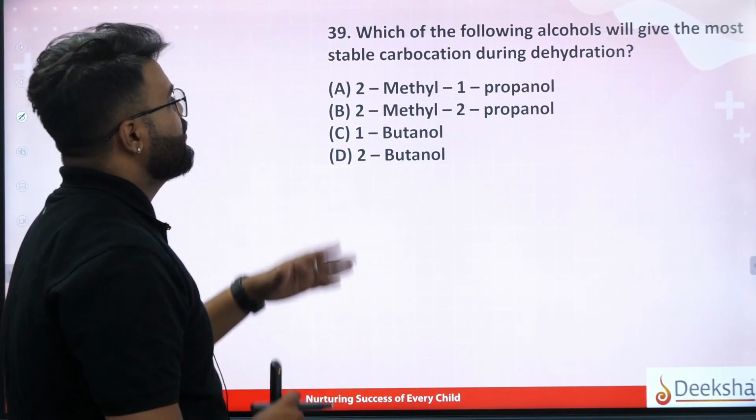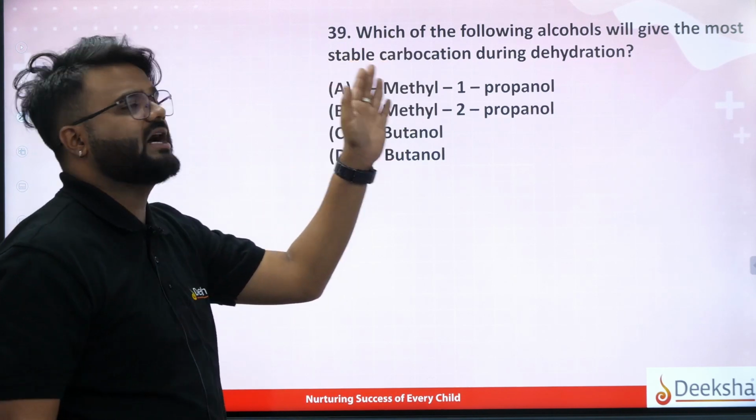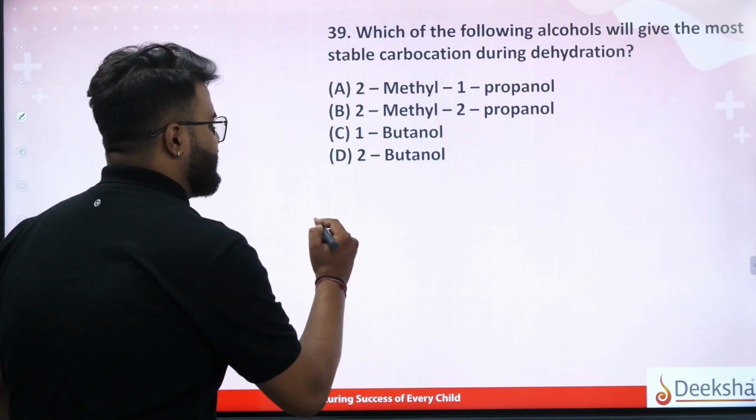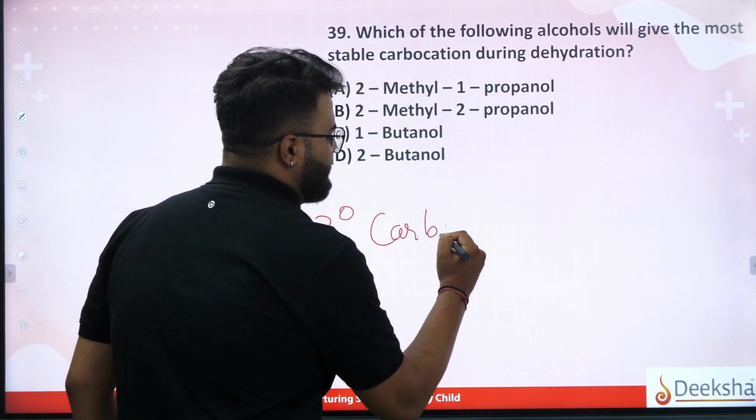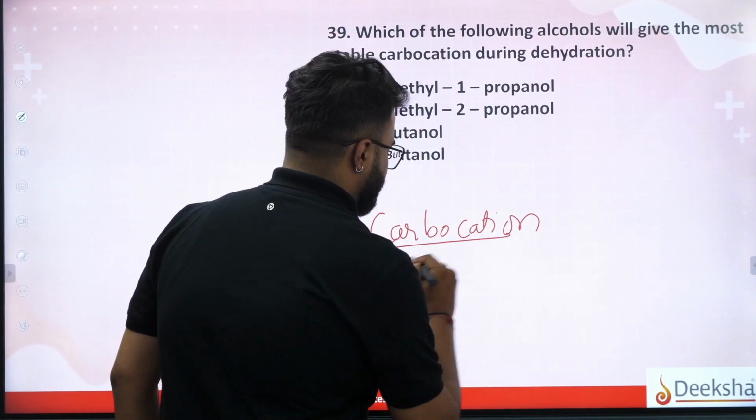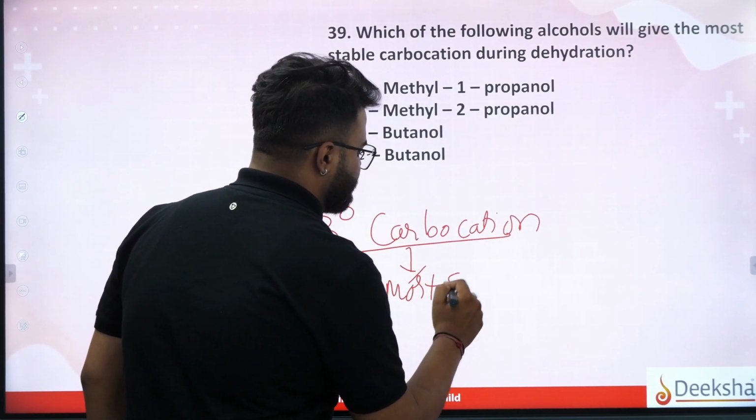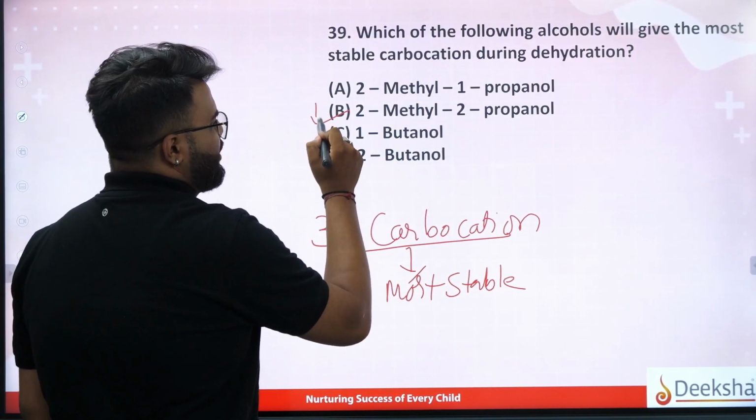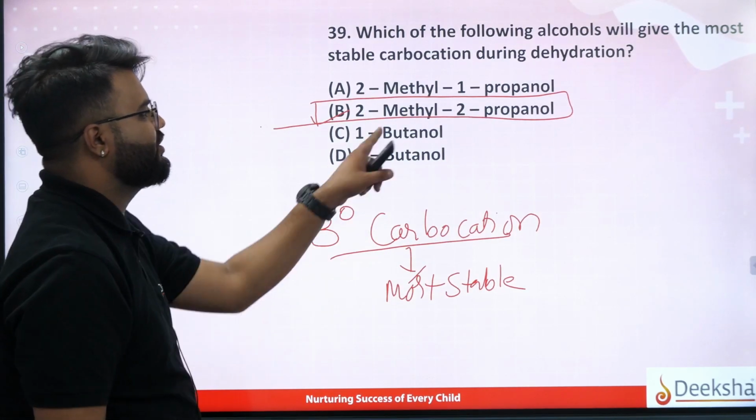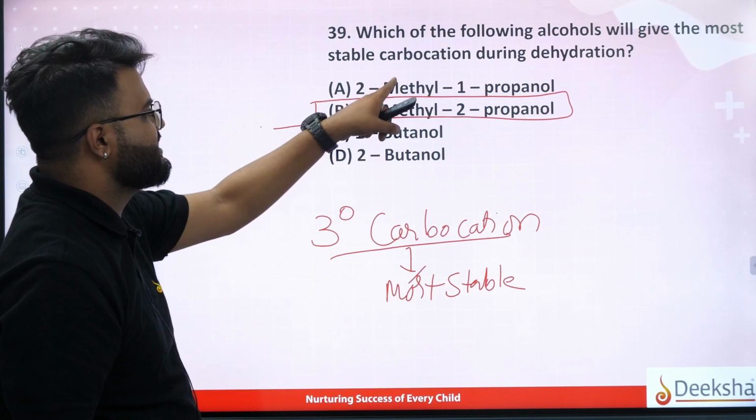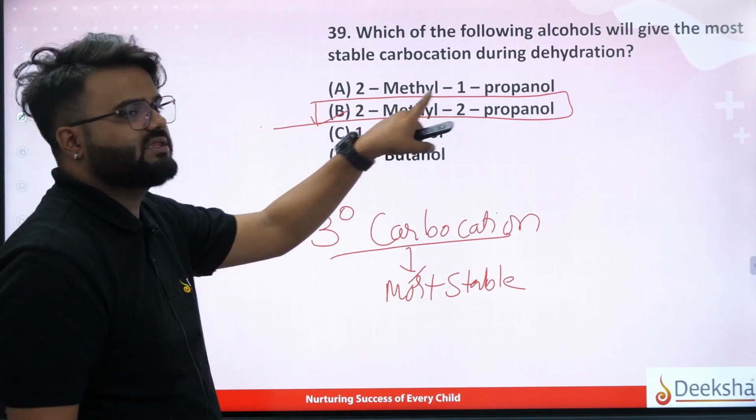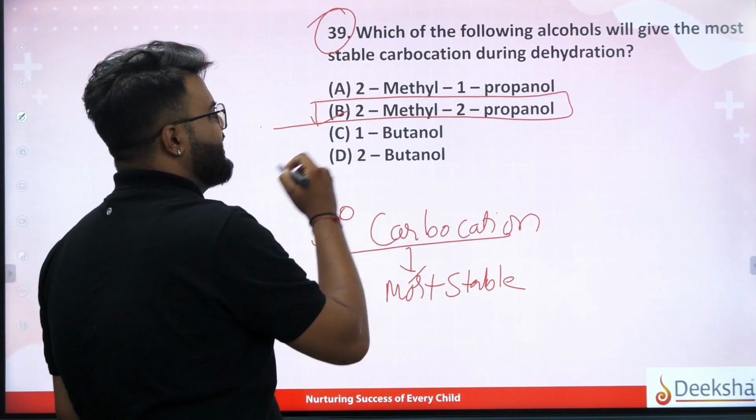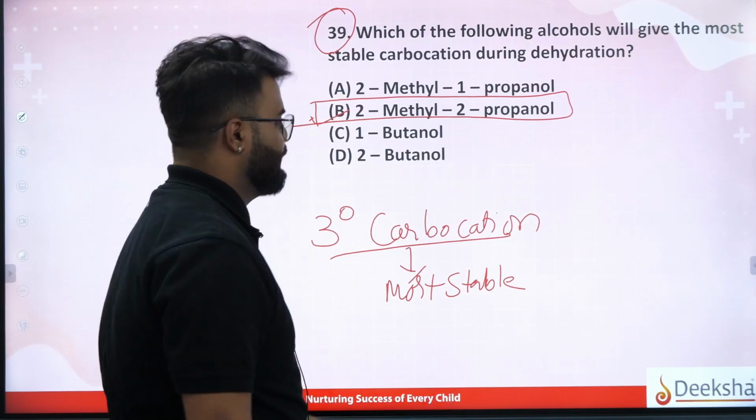Very easy question. Which of the following alcohols will give the most stable carbocation during dehydration? During dehydration, which is the stable carbocation? We know that the tertiary carbocation will be the most stable. So here the tertiary carbocation is option B. These are the primary, this is secondary, and again this is secondary. So option B is the tertiary carbocation, that is 2-methyl 2-propanol, and for question number 39, option B will be the correct answer.